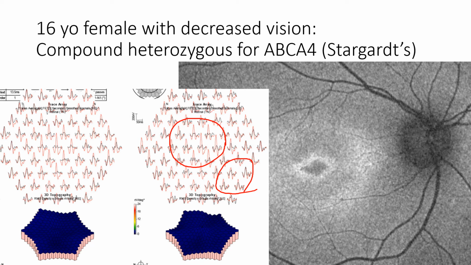The autofluorescence image shows a bullseye pattern of hyper and hypo autofluorescence. Genetic testing revealed that this patient is a compound heterozygous for the ABCA4 gene, which is Stargardt's. That means that she got one abnormal copy from her mother and a different abnormal copy from her father.